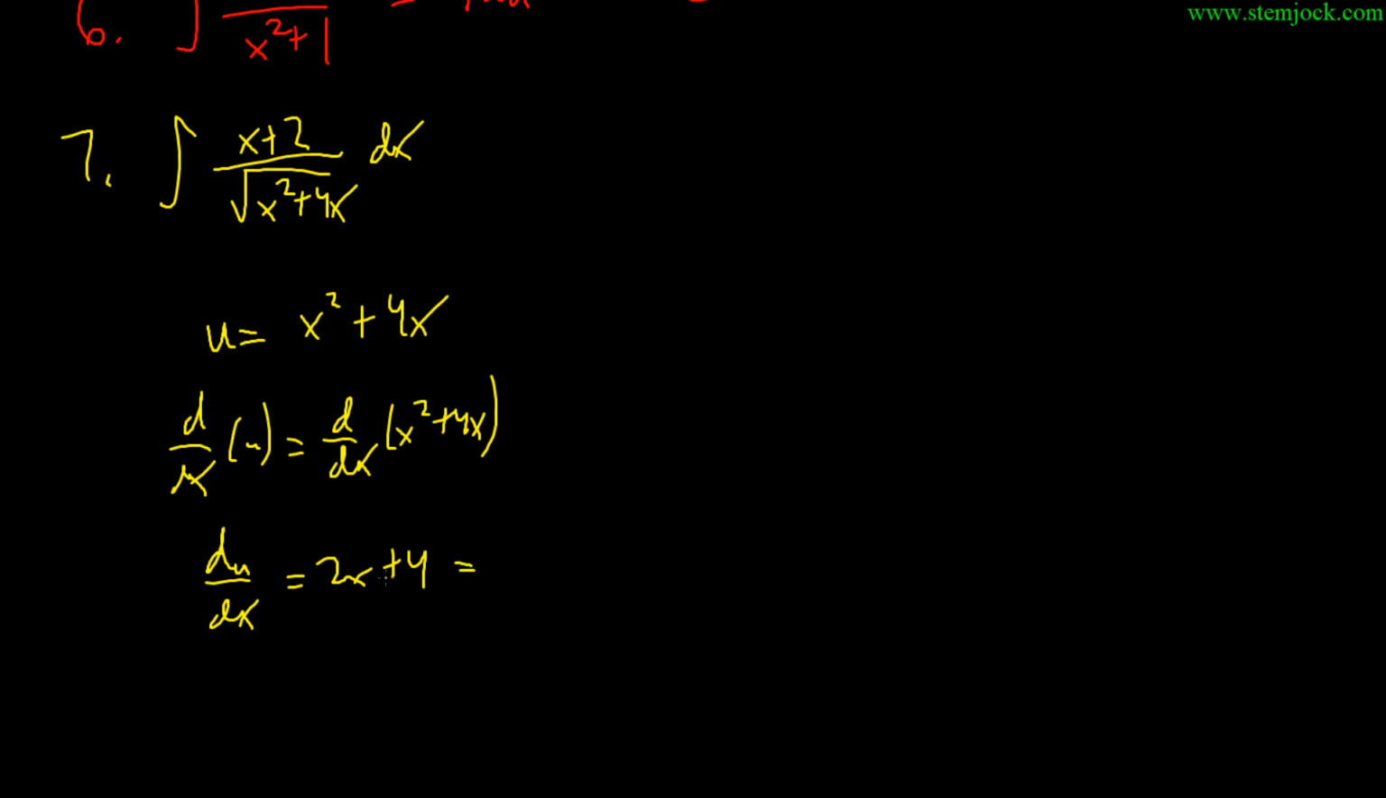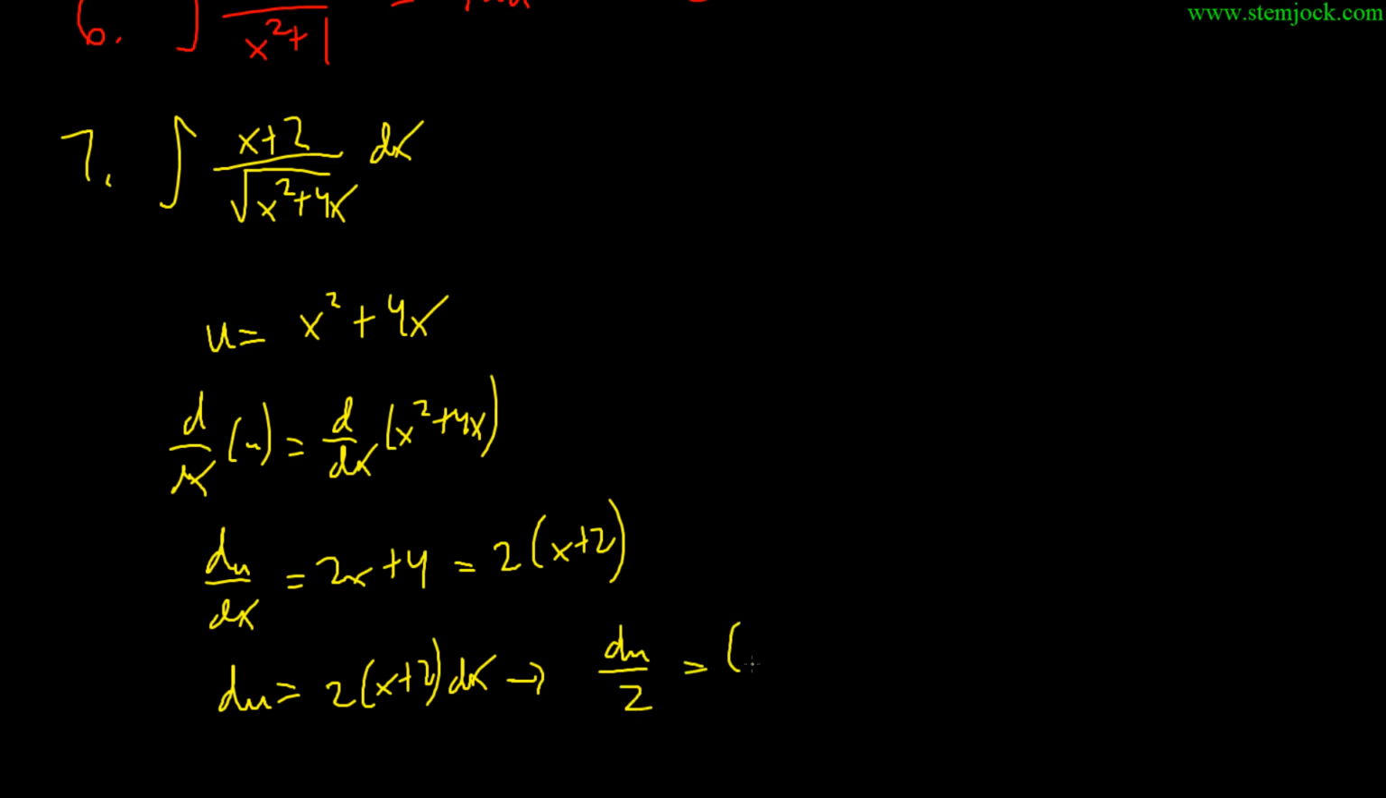And I can factor out a 2 here, so this is 2x plus 2. And if I multiply both sides by dx, I get du equals 2x plus 2 dx. Now, I don't have a factor of 2 in the integrand, so I'm going to divide both sides by 2. So du over 2 equals x plus 2 dx. So in place of this, I'm going to have du over 2.